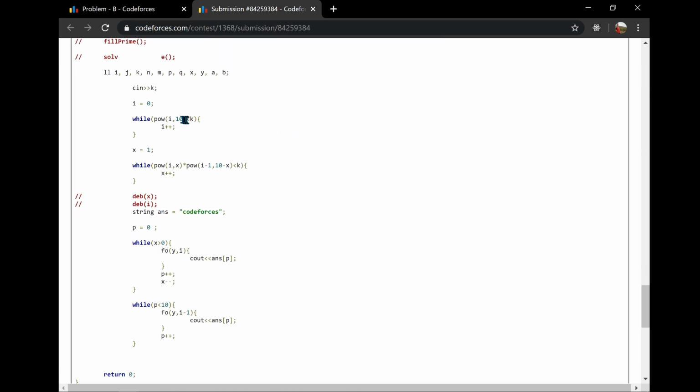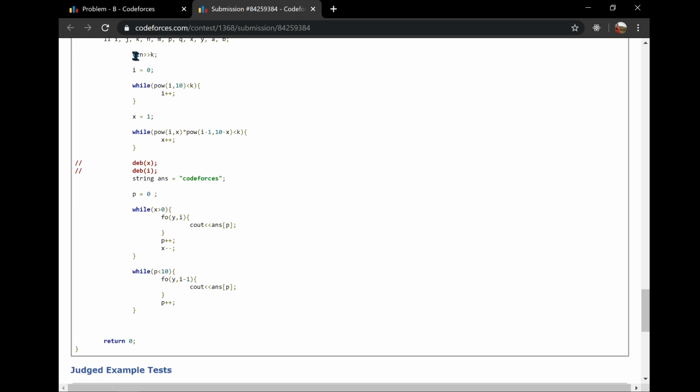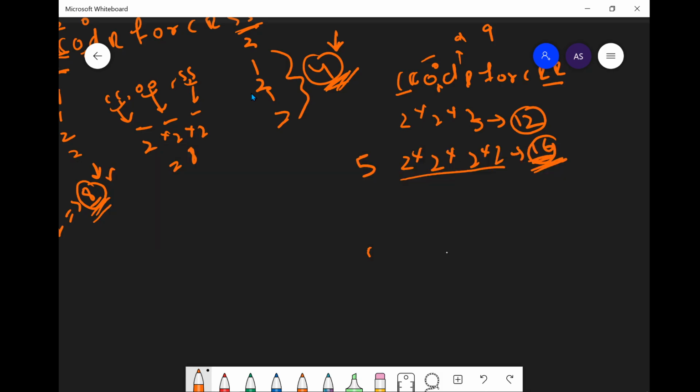So basically here is the code. I have taken input of the k. Here I am just finding a value of i such that i to the power 10 is less than k, that means the while loop keeps going until i to the power 10 is greater than or equal to k. So what is this value I am finding out?